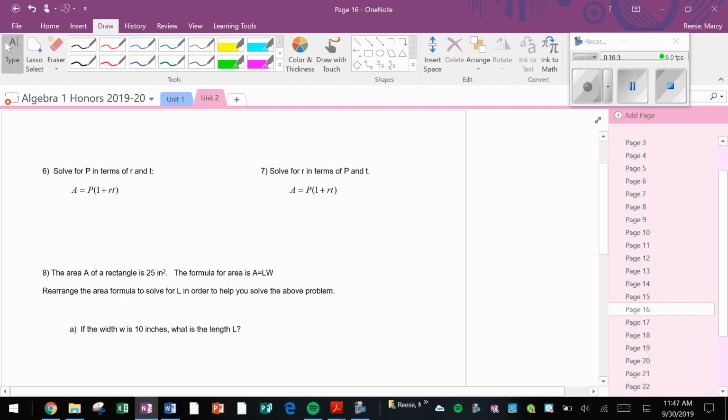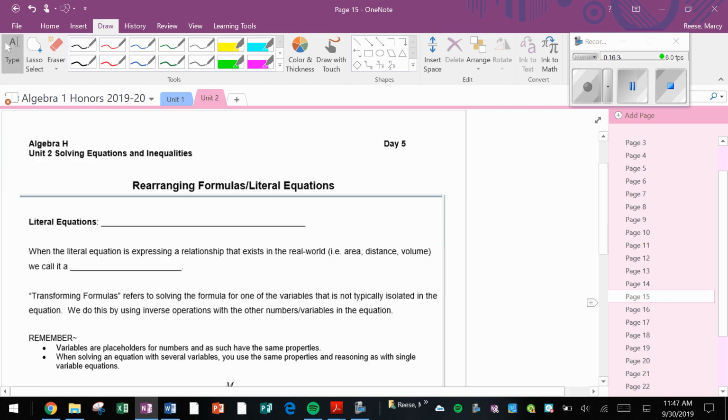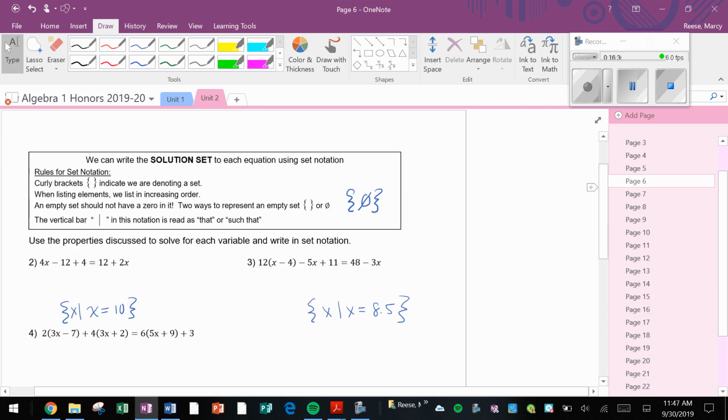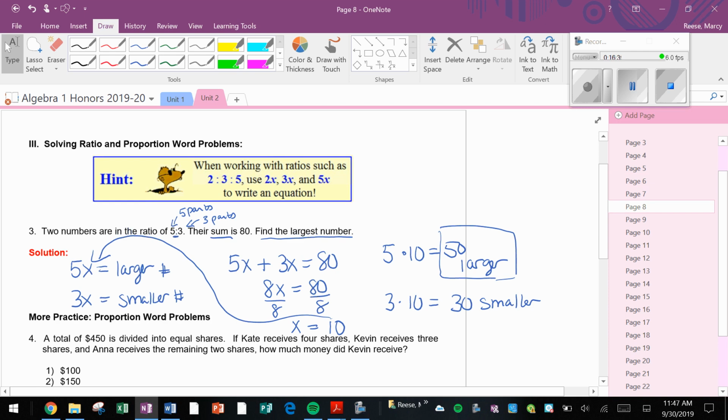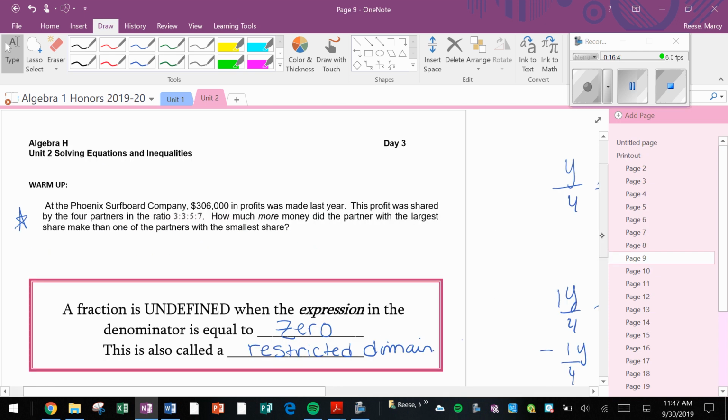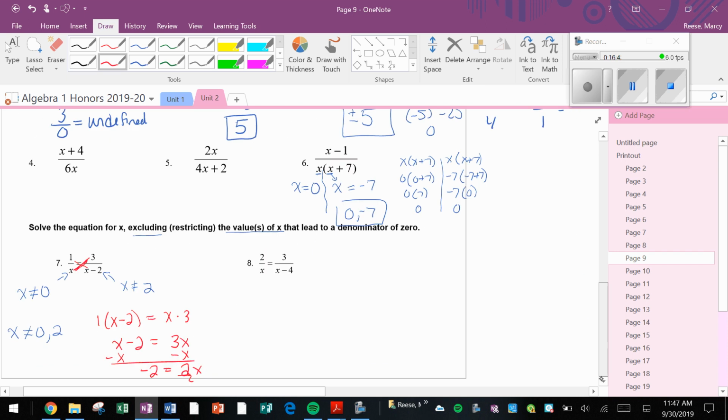Running out of room. Uh-oh. I just jumped. Hold on. I hit the wrong button, apparently. Let me see if I can get this. There we go.